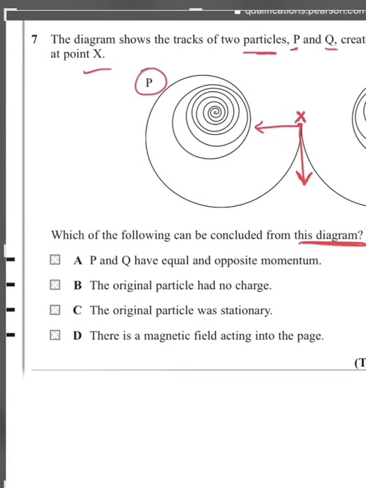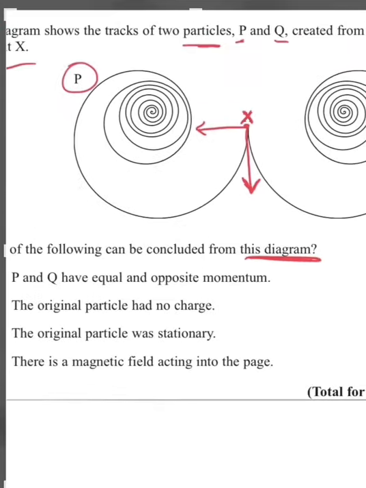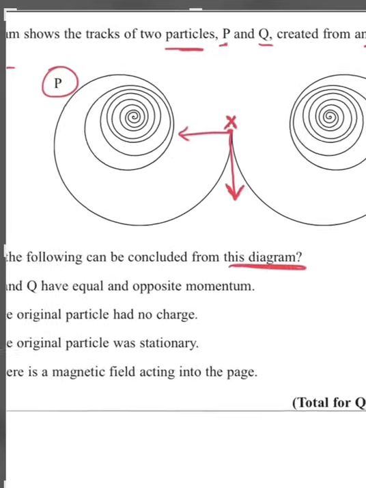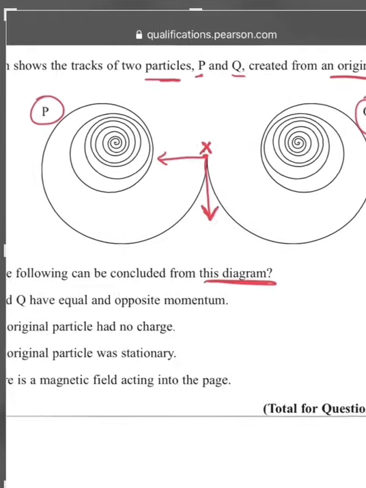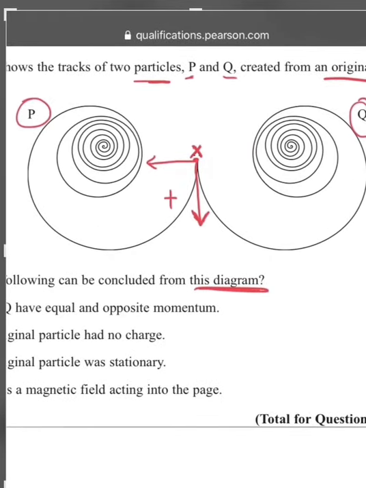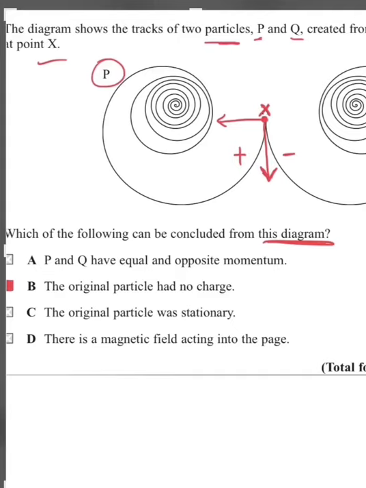Part B, the original particle had no charge. So this is the correct answer, since we know that before any collision in our physics syllabus, before any explosion, the initial charge would be 0. So afterwards, after this separation, one would have a positive charge and another would have negative charge. So the initial charge would be neutral. So the original particle had no charge for this.